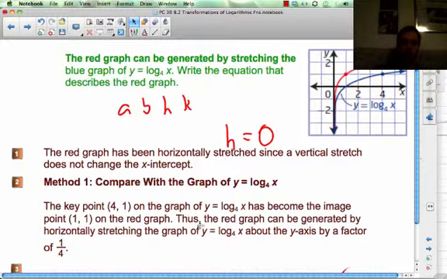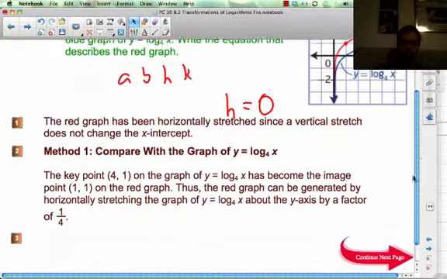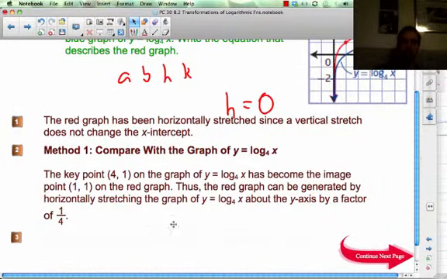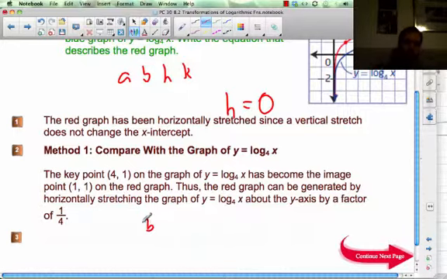So what have we done? Well, we have taken that x value of 4 and we have multiplied it by 1/4 to turn it into a 1. So it's been stretched by a factor of 1/4. Now b is always 1 over the stretch factor. So 1 over b equals 1 over 4, and therefore b equals 4.